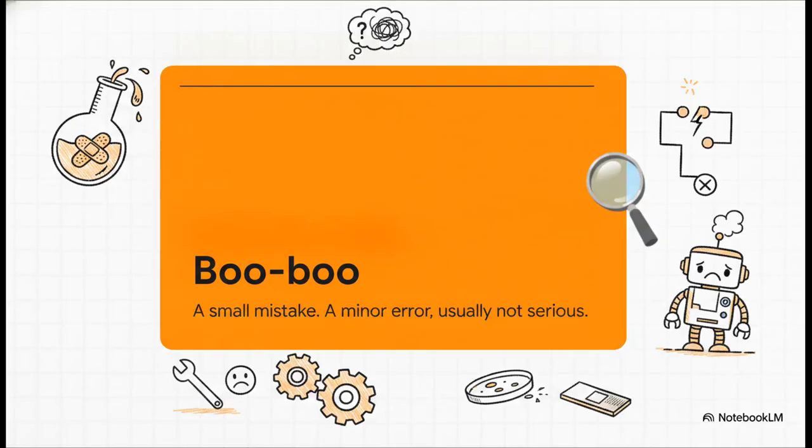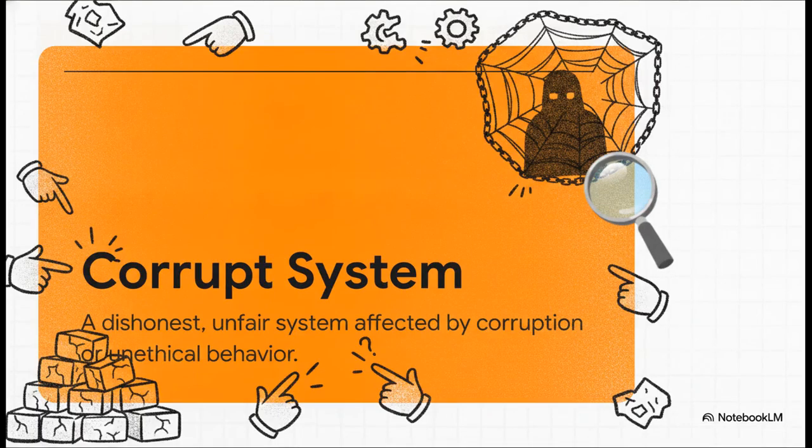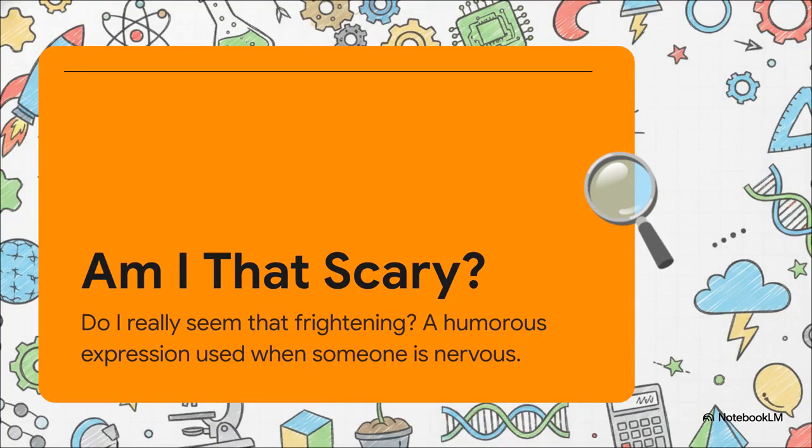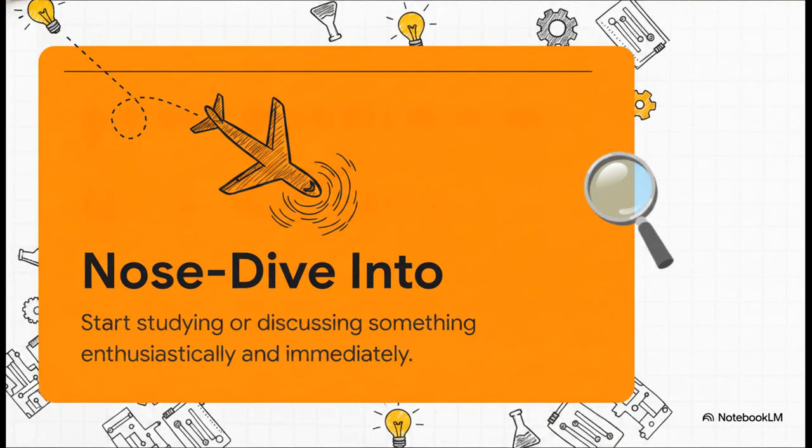Boo-boo. Oops, that was a boo-boo. Corrupt system. People believe it is a corrupt system. Am I that scary? Am I that scary? I hope not. Nosedive. Let's nosedive into today's lesson.